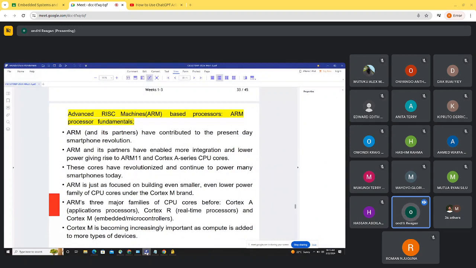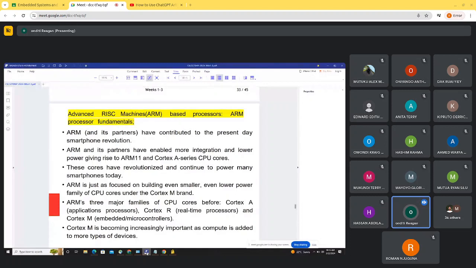In a nutshell, one needs to understand how the microcontroller that is used to control the Arduino boards and the Raspberry boards is implemented. One, you should know that the microprocessor is implemented using ARM. And two, ARM comes in several versions: the application processors, the real-time processors, and the embedded system processors. The M is becoming increasingly important as compute is added to more types of devices.